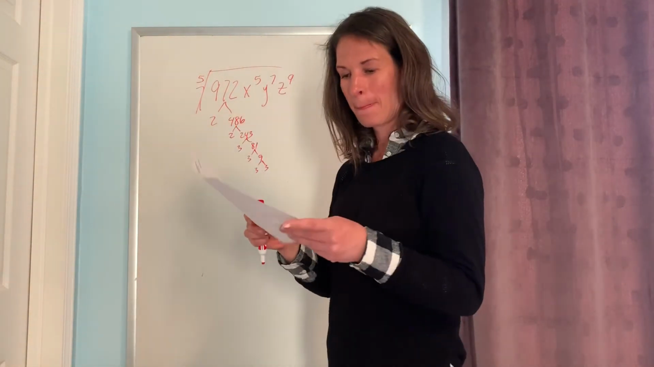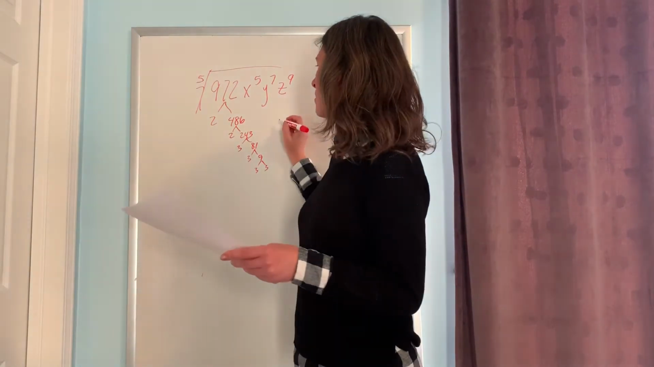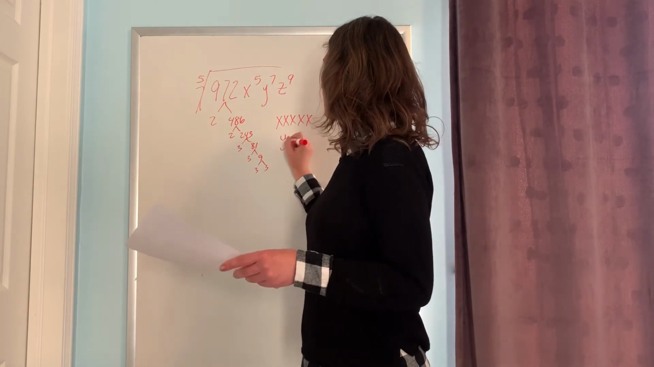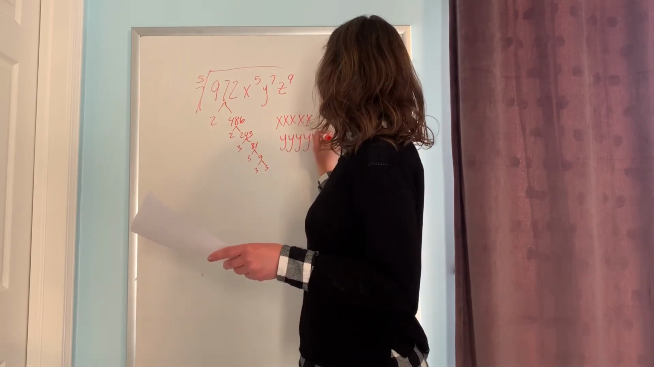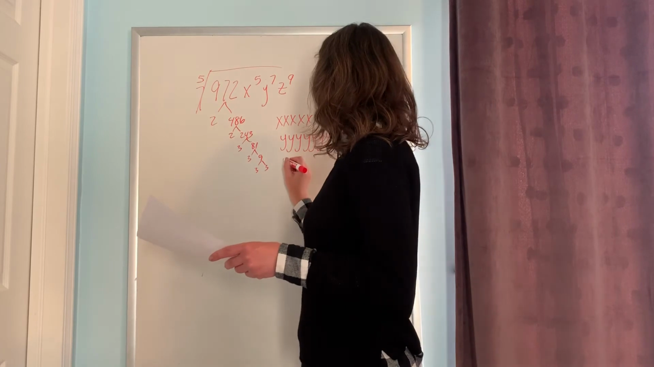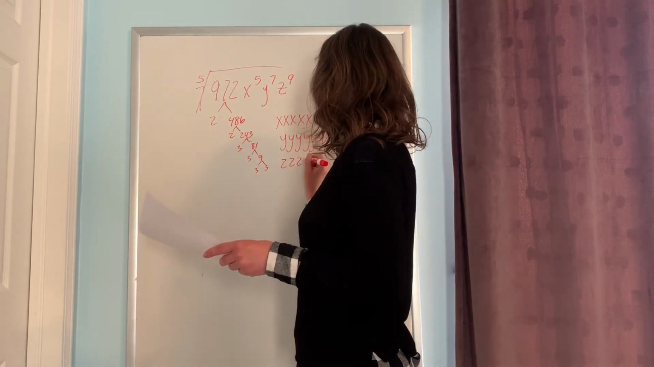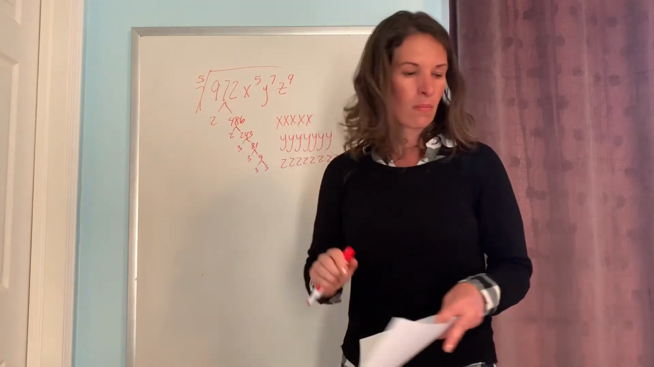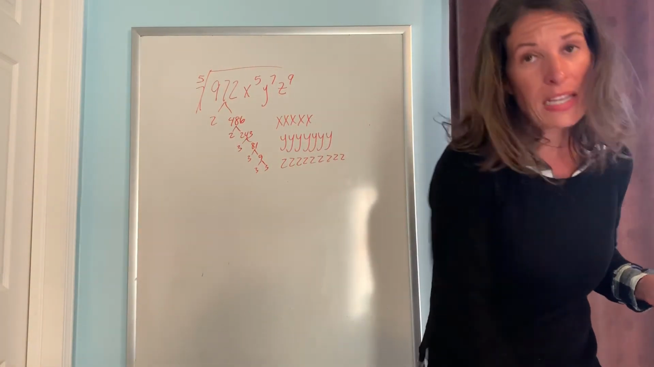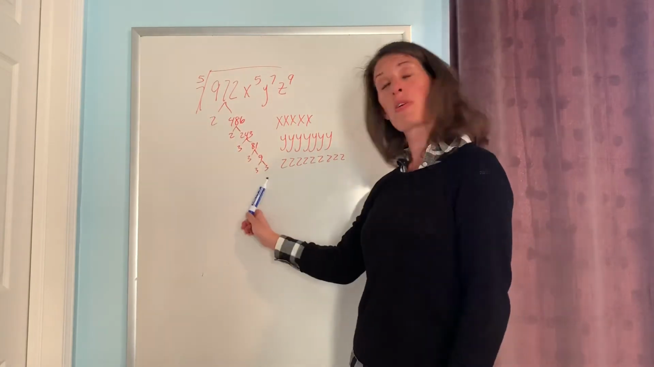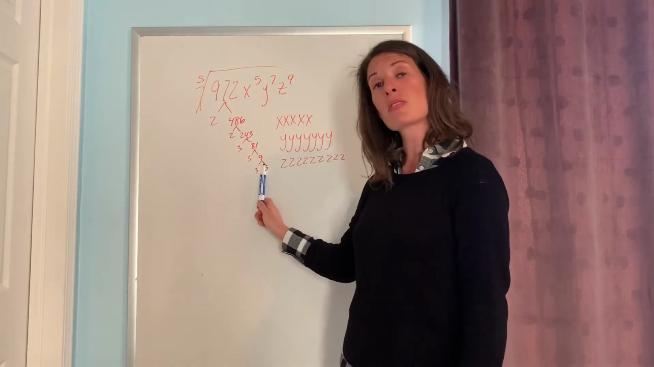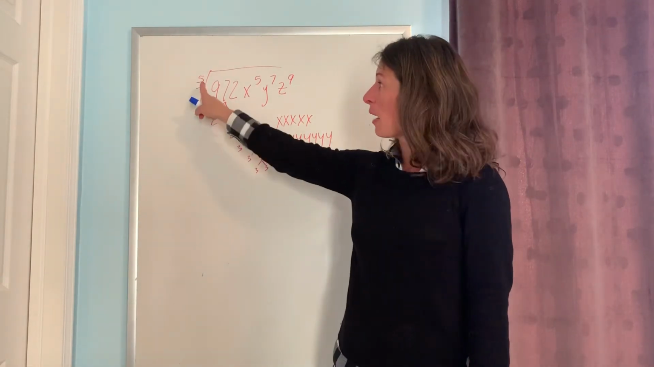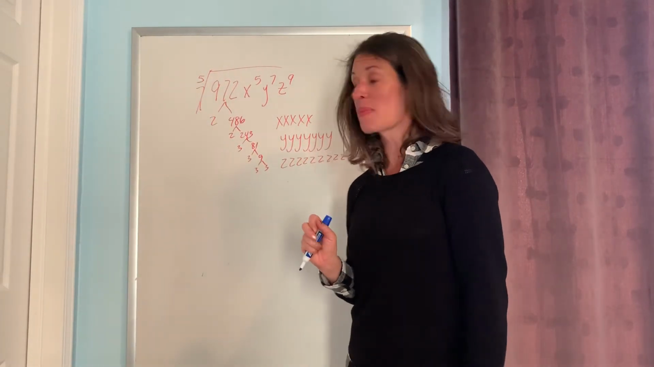All right. So now let's write down our x's. I have 5 x's. I have 7 y's. And I have 9 z's. The last thing, so all I've done is I've broken this down into prime numbers and wrote all of my x's, y's, and z's. I now need to circle groups of 5 because that's my index.